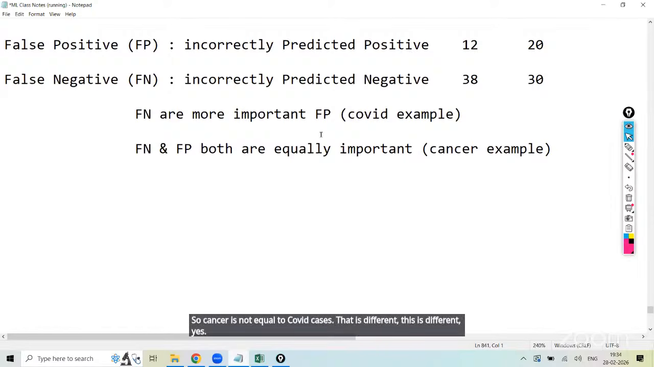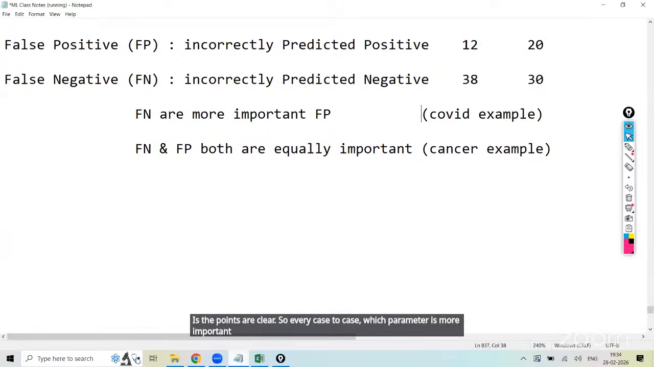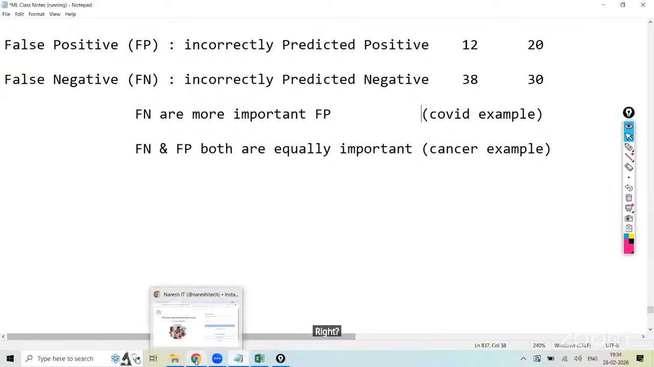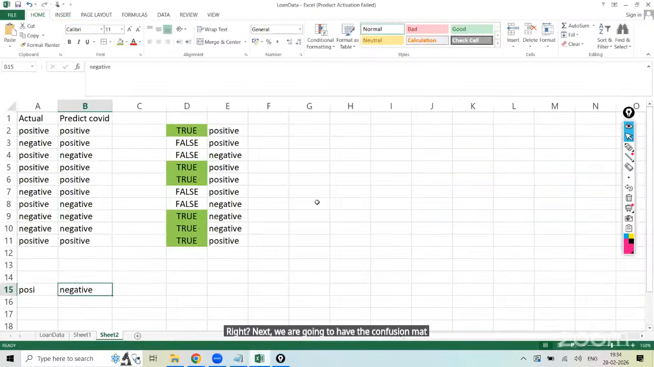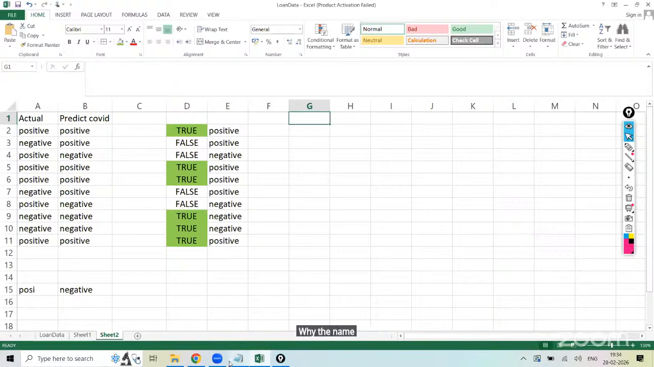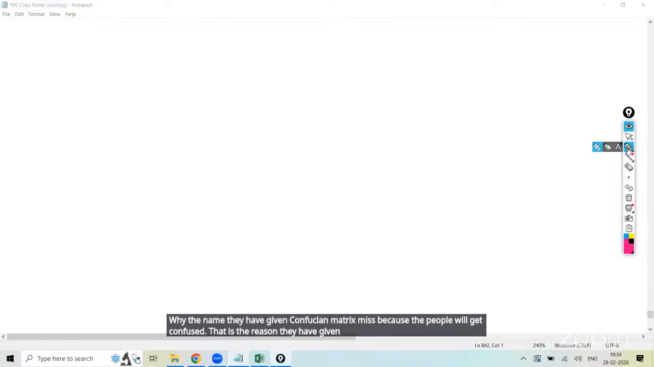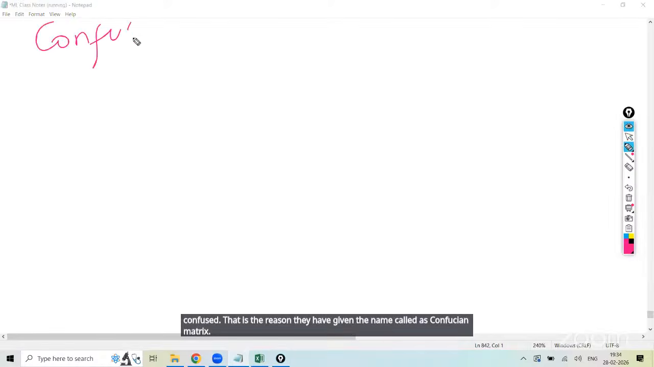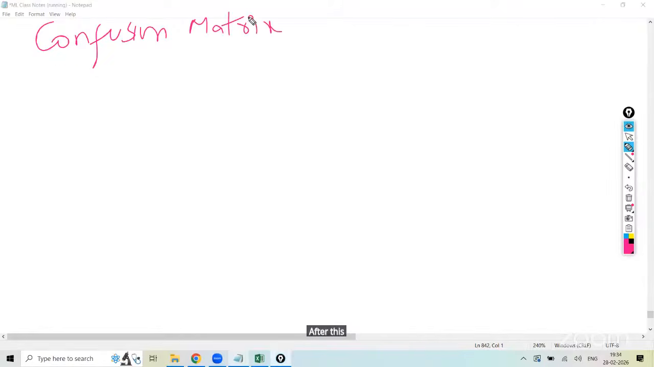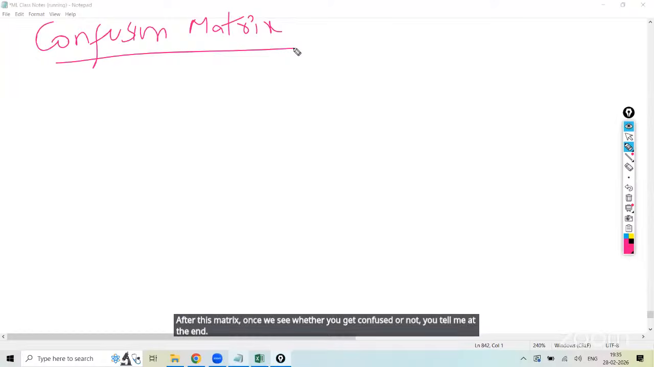Are the points clear? So case to case, which parameter is more important, which is less important, like this we are going to observe. Right? Next, we are going to have the confusion matrix. Why have they given the name confusion matrix? Because people will get confused. That is the reason they have given the name confusion matrix. Now let us see whether you will get confused or not. Once we see this matrix, you tell me at the end, after listening to the entire class.